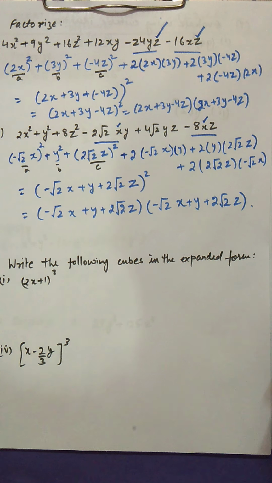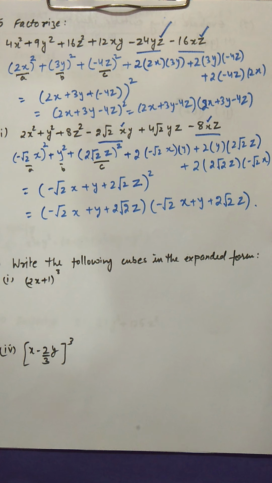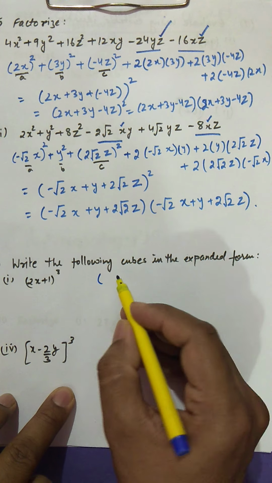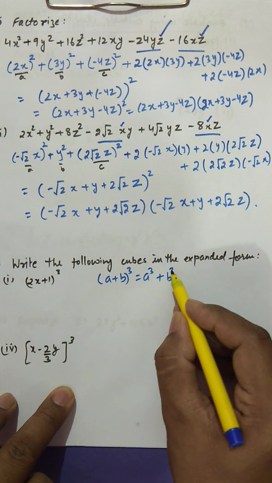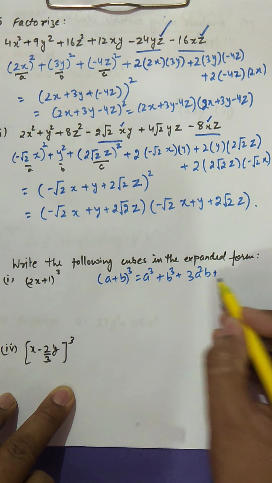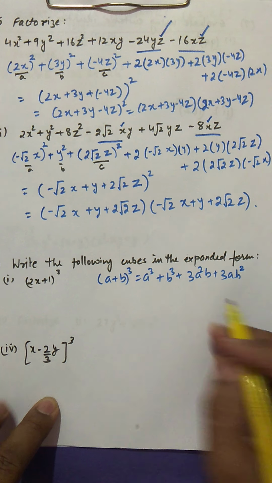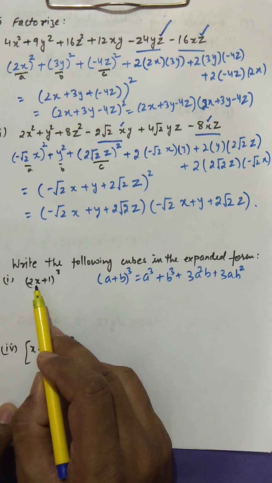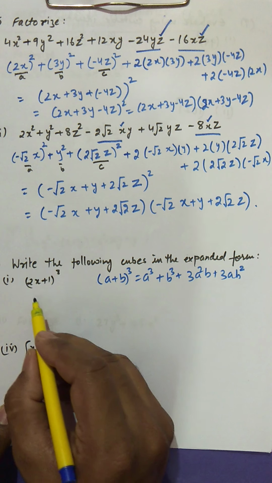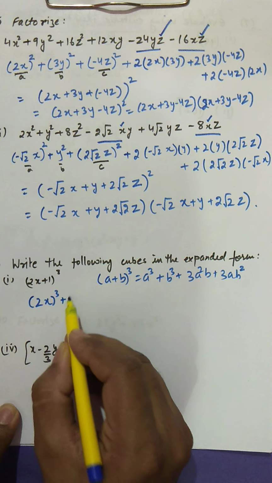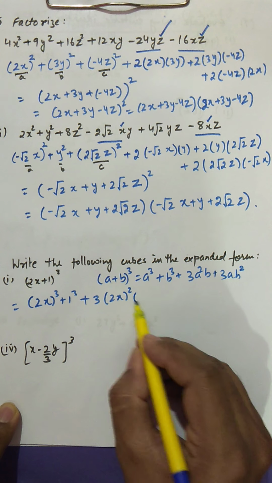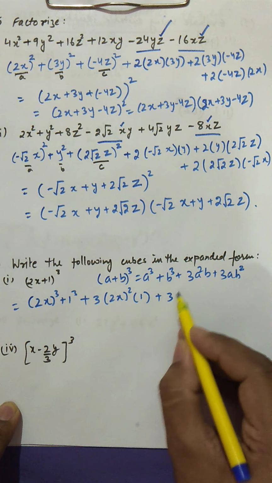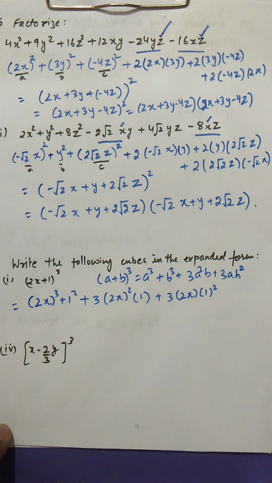Now you see this question number 6. Write the following cubes in the expanded form. We have to write in the expanded form. So first I am going to give you the identity. This is a plus b whole cube is a cube plus b cube plus 3a square b plus 3ab square. So now apply this. At place of a, you can see this is 2x. At place of b, you can see this is 1. So this is 2x whole cube plus 1 cube plus 3a square means 2x whole square into b means 1 plus 3 into 2x into 1 whole square.